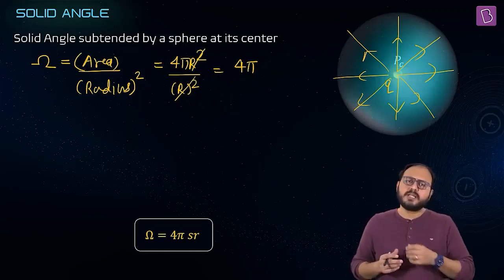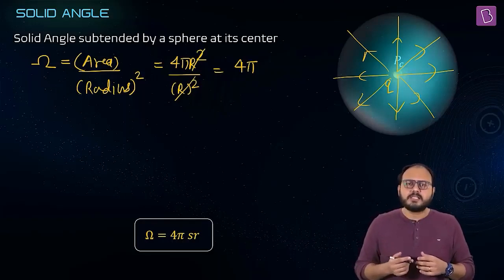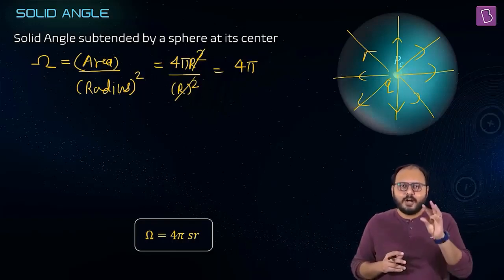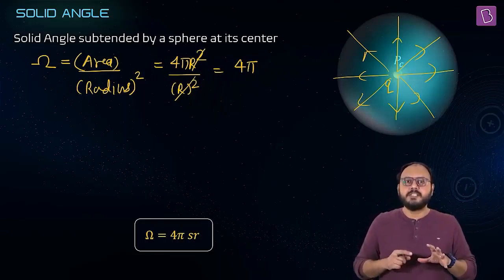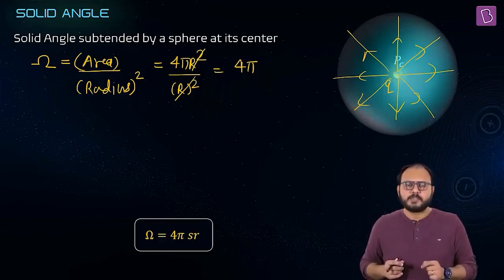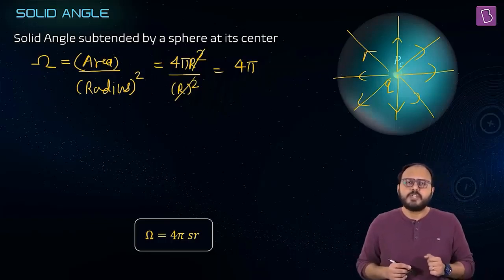Why don't I assume a bigger sphere? Assume it even bigger. Doesn't matter, sir. Why? Because whatever the radius is going to get cancelled. Aha. So a microscopic radius or an infinite radius, the solid angle will be what? 4 pi. Guess what? We just measured space. Yeah. We just measured space.